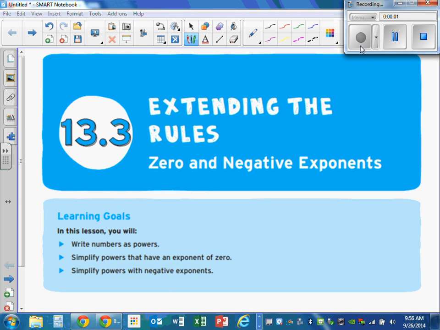Hey there, 13.3 is the last of your video lessons for this week, and here are the goals that go along with it. We are going to write numbers as powers, simplify powers that have an exponent of 0, and lastly, simplify powers that have negative exponents.